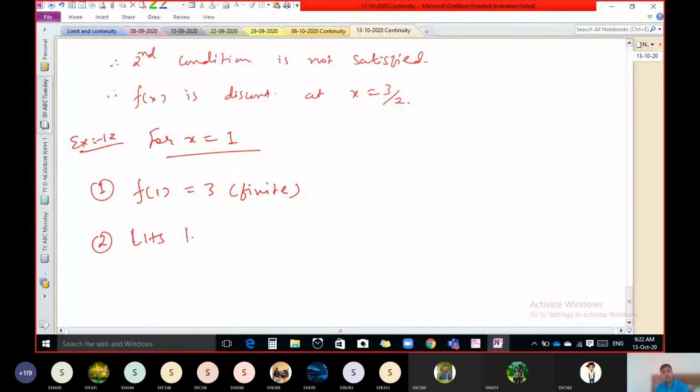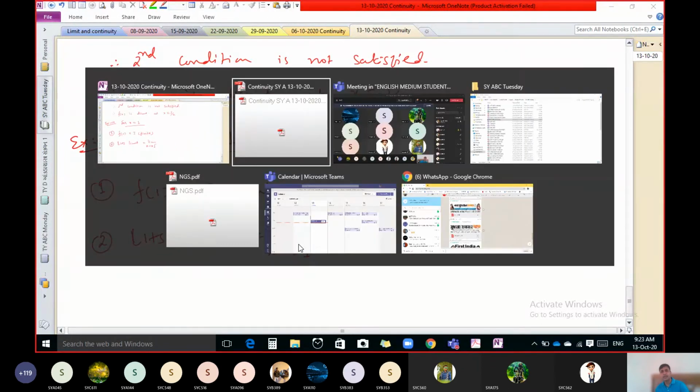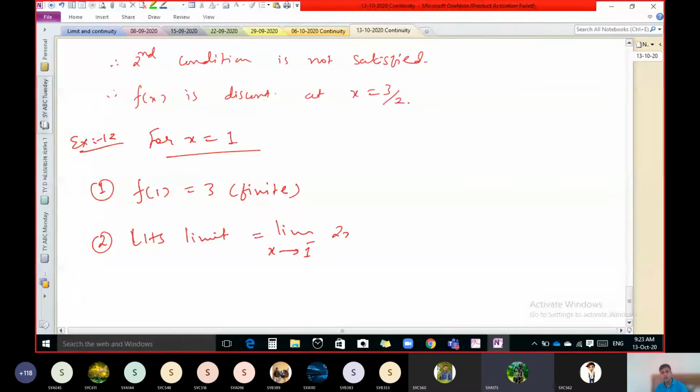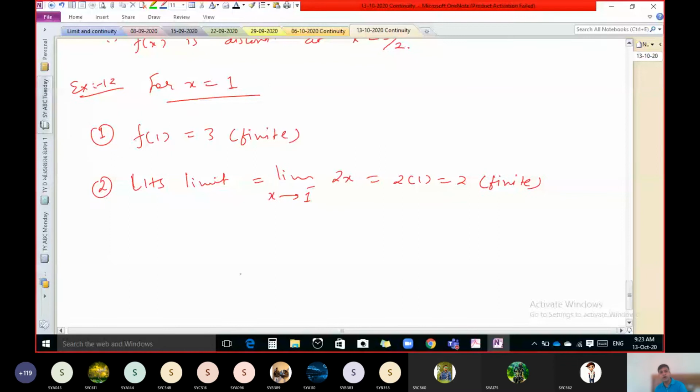Here we have to find both the limits. 1 minus means 0.99 like that. Which function do we have to assume for less than 1? The first one, because x less than 1 is given in the first one, 2x. Now put x equal to 1. So the value is 2. From this we get the idea it is discontinuous, because this is 3 and this is 2. So there is no question of equality, but still you have to verify your right hand side limit.